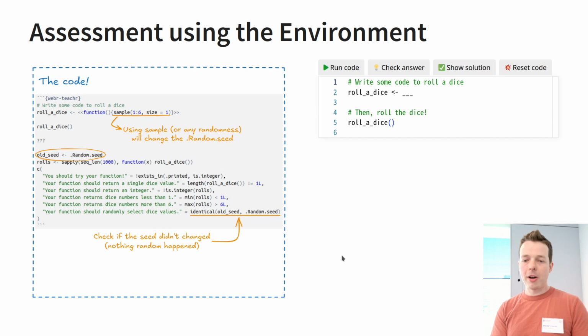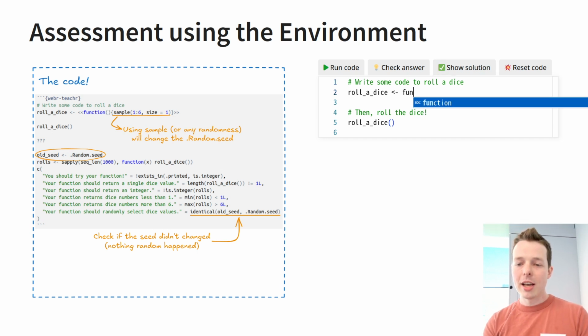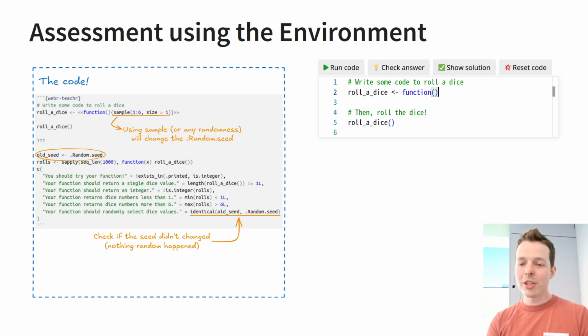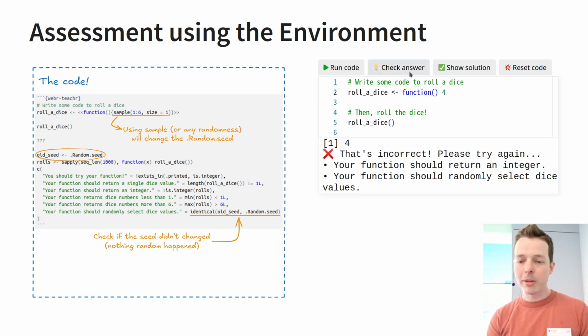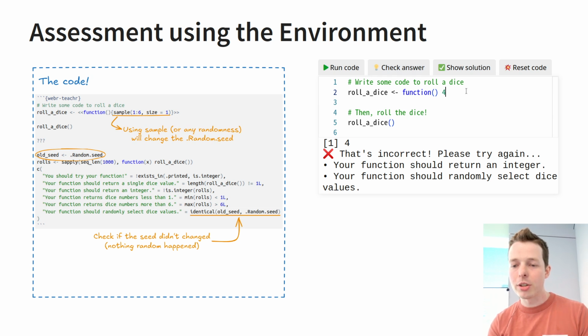You can also check the environment. So what if I was cheeky and just said, it's a function that always gives 4. How do I check for that? It's between 1 and 6. So I'll always get a number between 1 and 6. But if I check it this time, well, it's not an integer. Let me fix that.